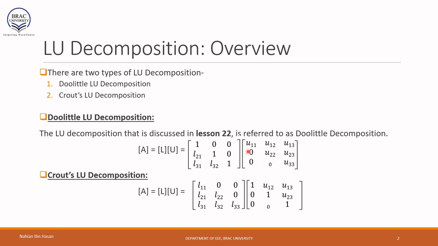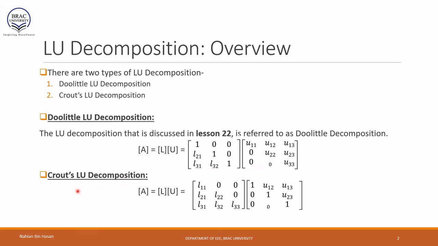And in the upper triangular matrix, only the elements below the principal diagonal were 0. So that's the main LU decomposition technique that we used in the previous lesson. It is also named the Doolittle decomposition method. It was determined in this manner.